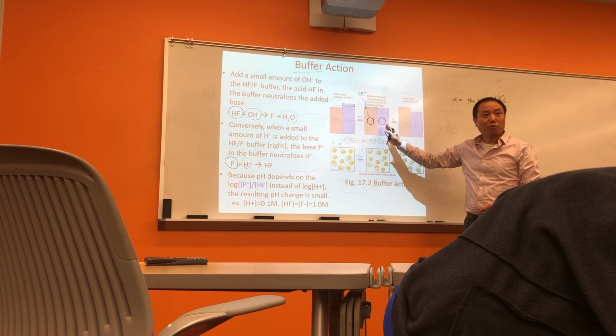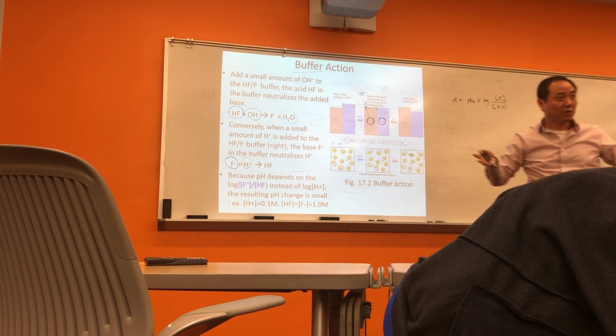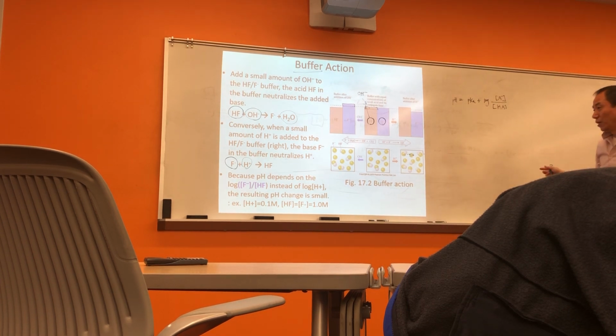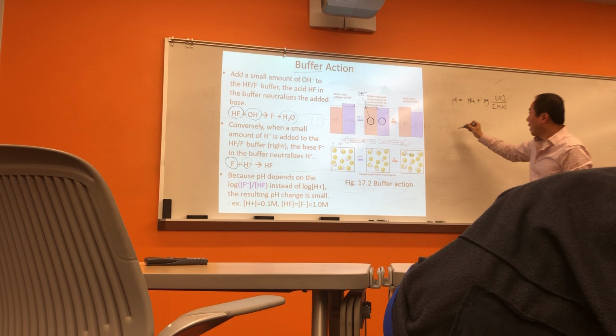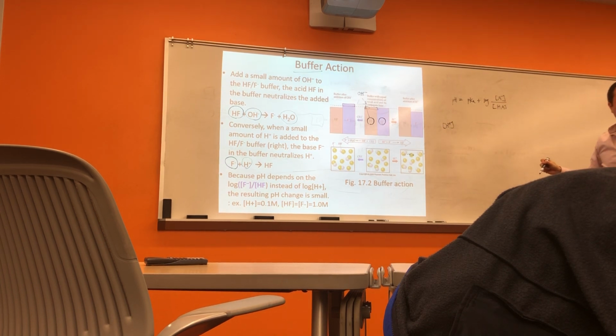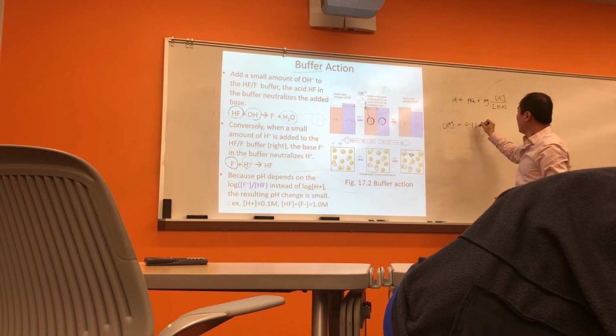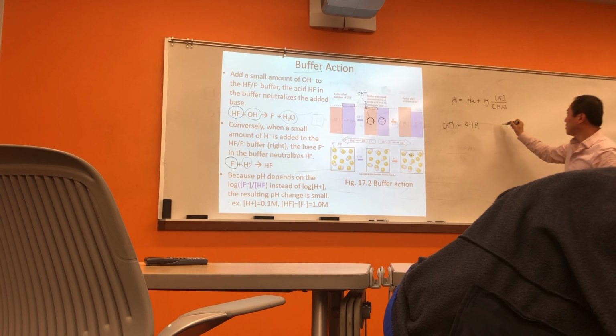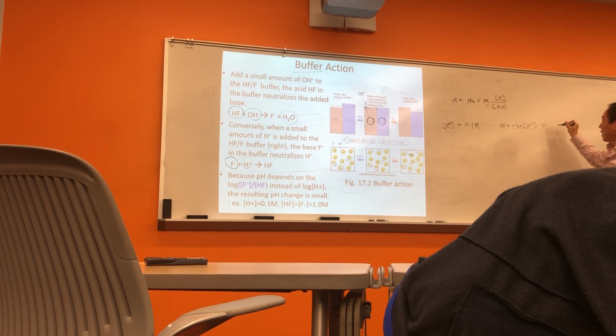Now assume your body is not a buffer system. It's just water and lots of chemicals, but not a buffer. If that's the case and somebody who wants to kill you injects 0.1 molar acid into your body, then your pH will change, because pH is the negative log of H plus. Your pH will change by 1. Why? Because the negative log of 0.1 is 1.